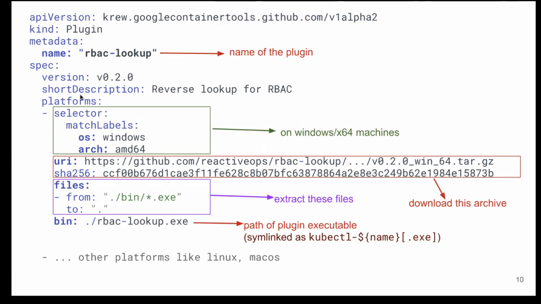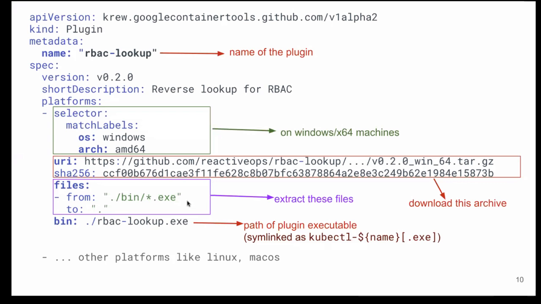And then we basically specify a bunch of platforms. So in this example, I have one platform spec here, and the platform spec has a selector. It says which OS and architecture you want to install this on. In this case, we're installing on Windows x64 machines. And then for this platform, we specify where I get this plugin from. Here I have a tarball URL that is a public URL, and then I have a SHA that verifies the integrity of that.